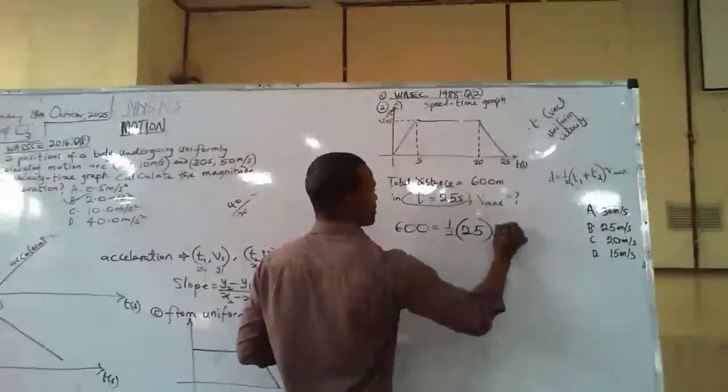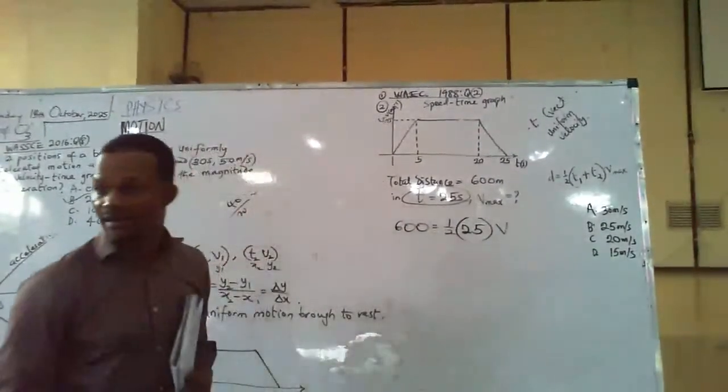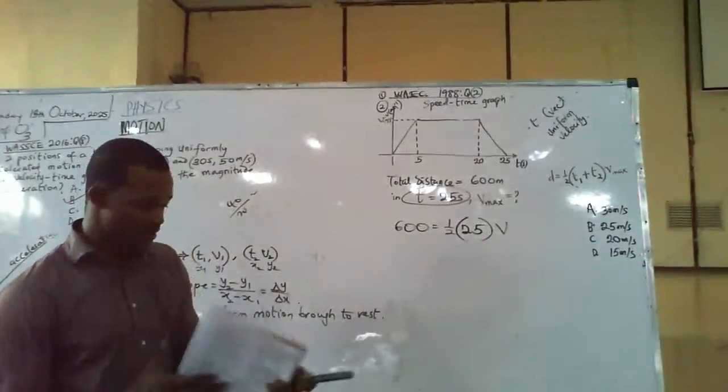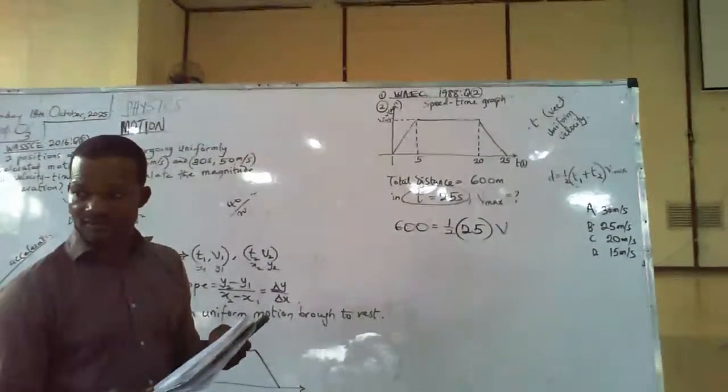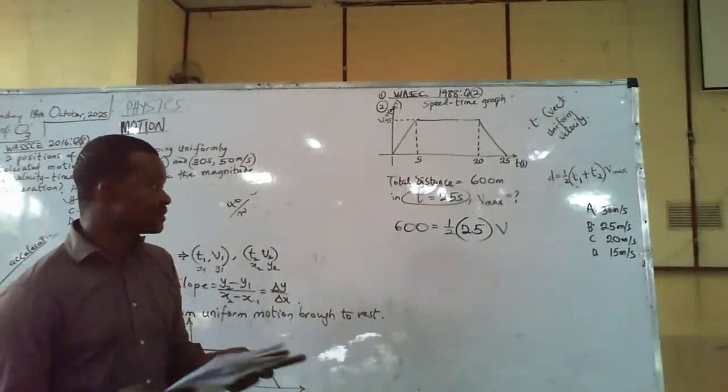The question is not correct. The question is not correct. Options are not correct. What did you get? 48. 48, Abby?